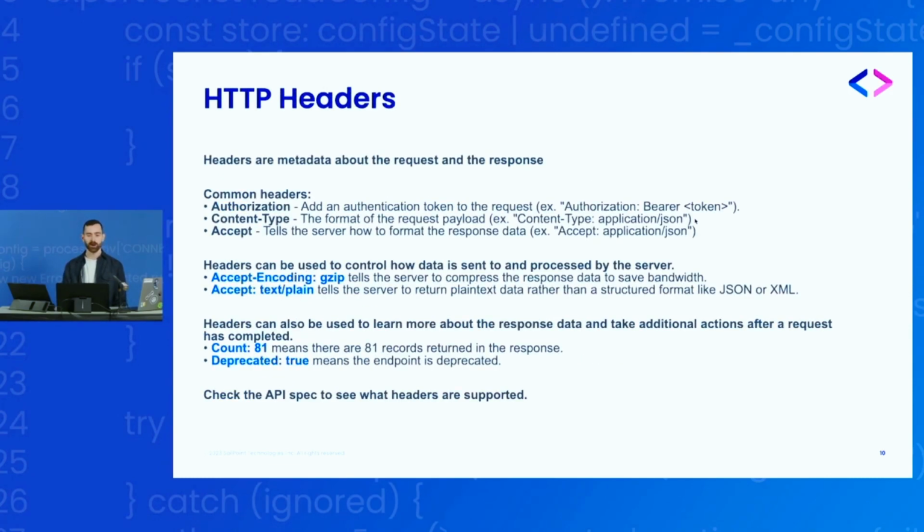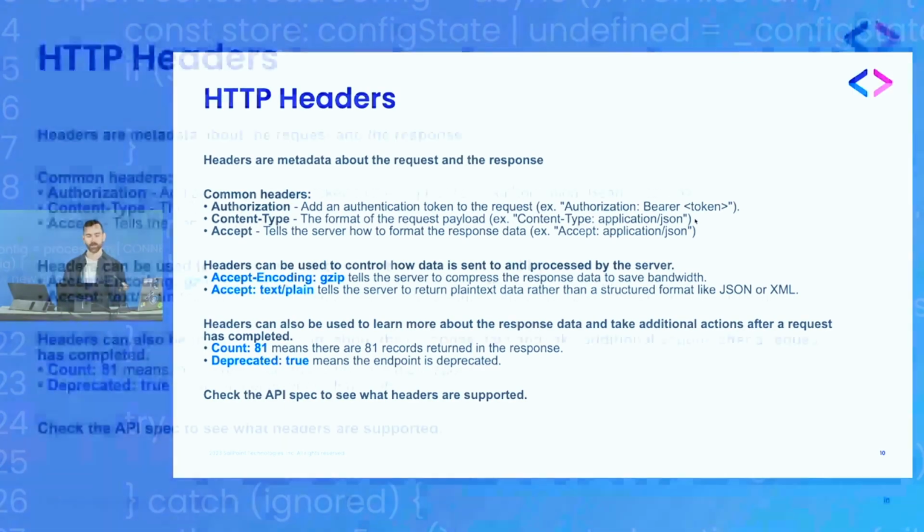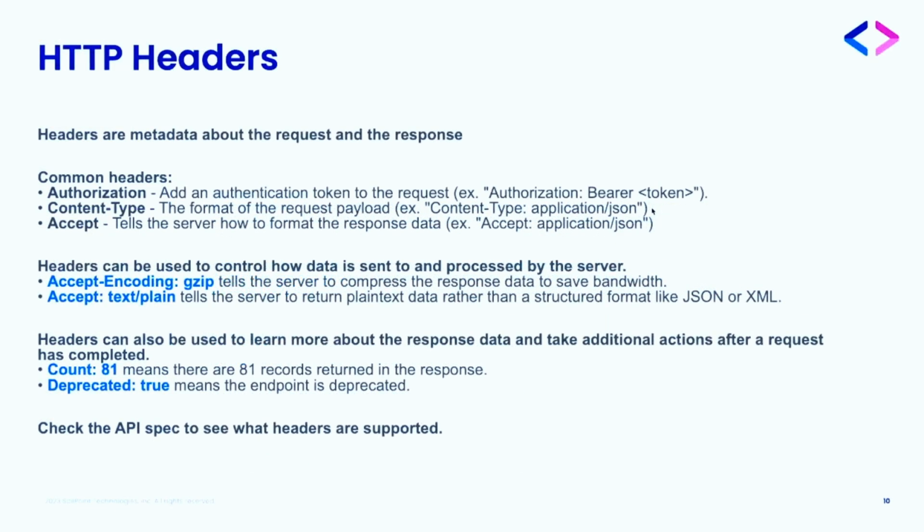So it's important to read the docs to understand what actions are available and what they do. HTTP headers are metadata about the request and the response. So common headers that you might encounter are like the authorization header. This is where you'd put in your bearer token or API key so you can authenticate your requests. The content type typically tells the request what kind of request payload you're sending, what the language is. Usually it's going to be JSON, but some servers accept XML or text.